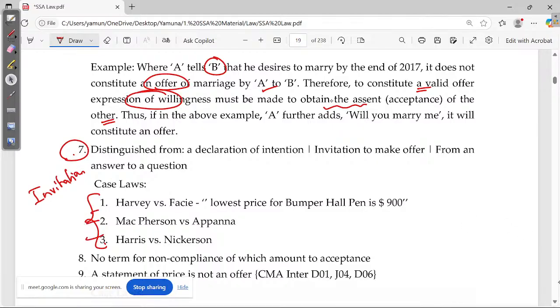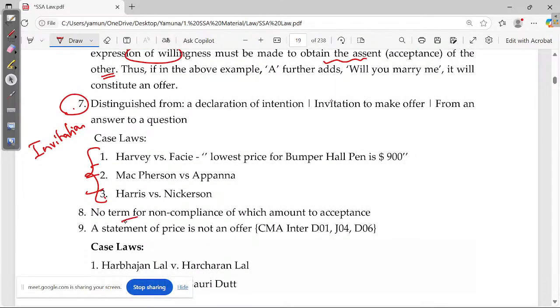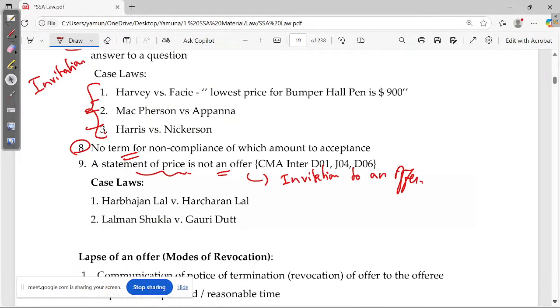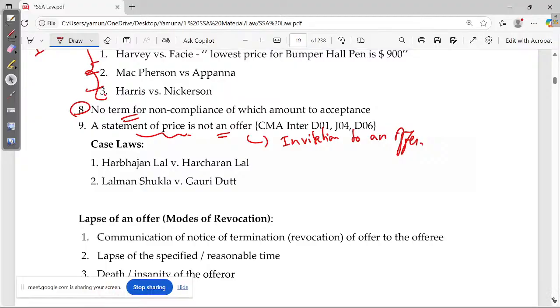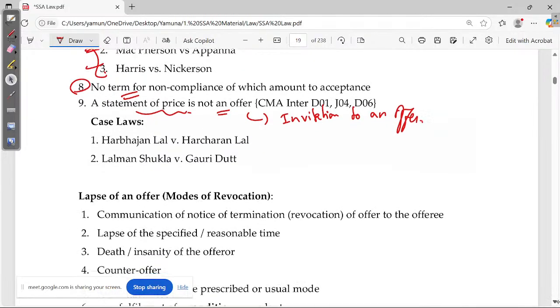There should be a proper term for compliance and all, probably giving some advance amount or whatever it is. If there is no such thing, it cannot be a valid offer. And the statement of price is not an offer. What is the statement of price? Price tag. Statement of price. What is that? Offer or invitation to an offer. So totally 9 plus 1 points. For an offer to be a valid one, you need to have 9 points. Shall I take over?